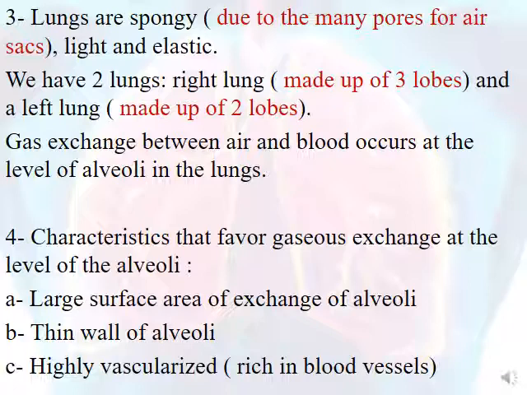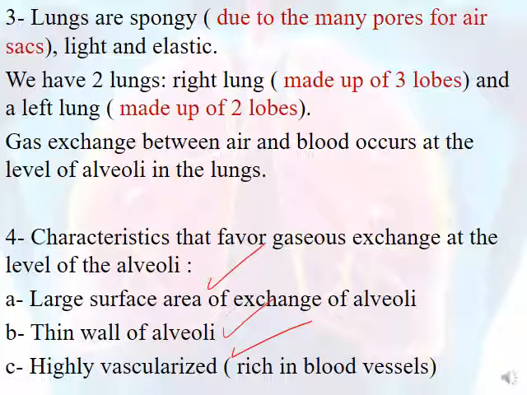Thin wall of the alveoli, highly vascularized, meaning that it's rich in blood vessels. So the three characteristics are large surface area of exchange, thin wall of the alveoli, and highly vascularized, rich in blood vessels. Okay, so I repeat, the lungs are spongy, light and elastic.